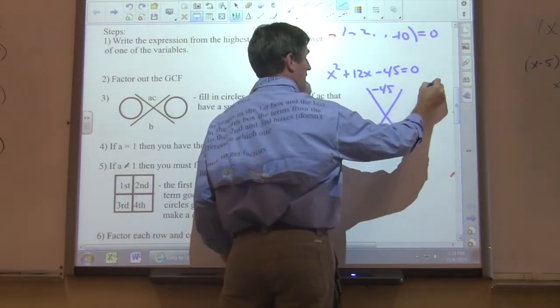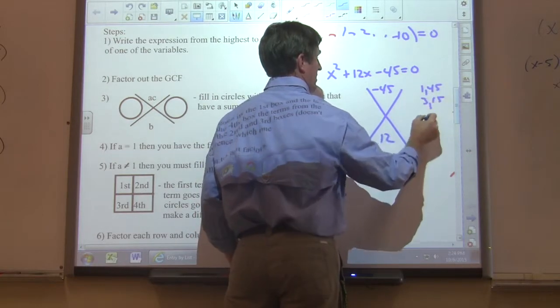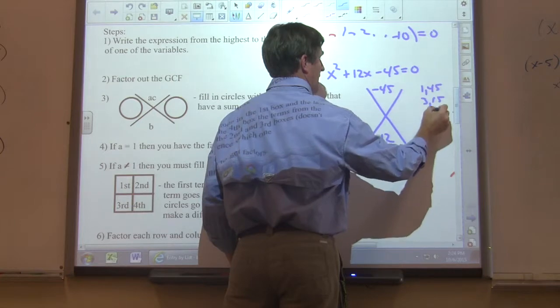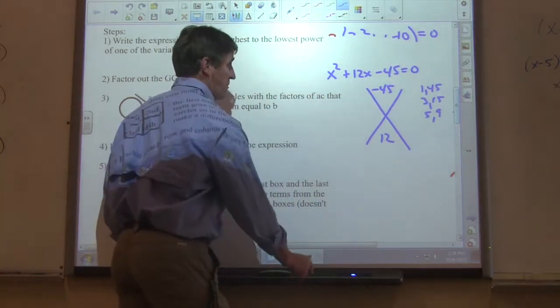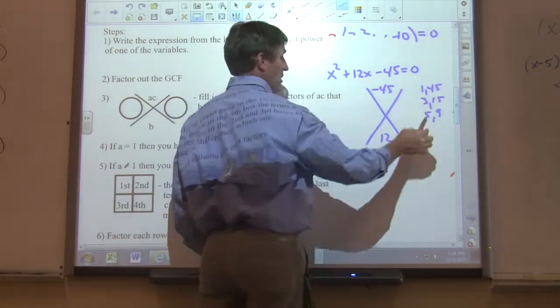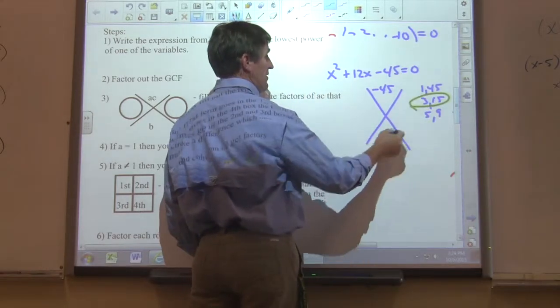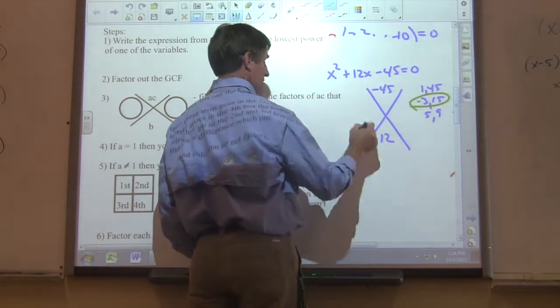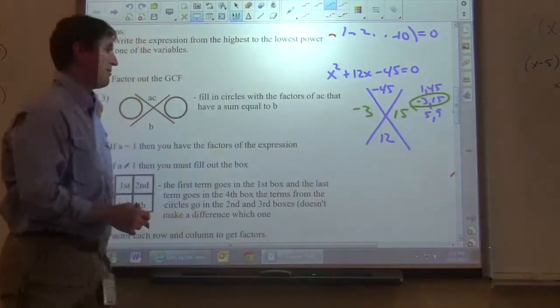So we go 1 and 45, 3 and 15, 5 and 9. Okay? So, since the product is negative, they have to be 12 apart, so that would be this one. It has to be a positive 12, so that means the 3 is negative. So we get negative 3 and positive 15.